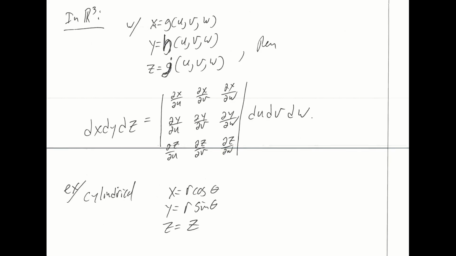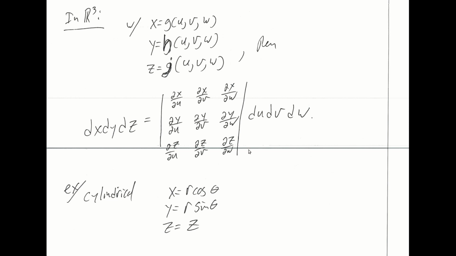Similarly in R3, if you've got x as a function of 3 new variables, y as a function of 3 new variables, and z as a function of 3 new variables, these are g, h, and j, apologies for the typos, then the dV expression, which in rectangular is dx dy dz, in your new coordinate system in terms of u, v, and w, you're going to have this larger Jacobian. So across the top we've got x and its partials with respect to the 3 new variables, y and its partials, and z with its partials, du, dv, dw.